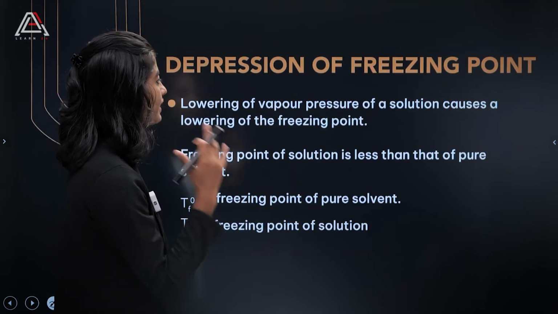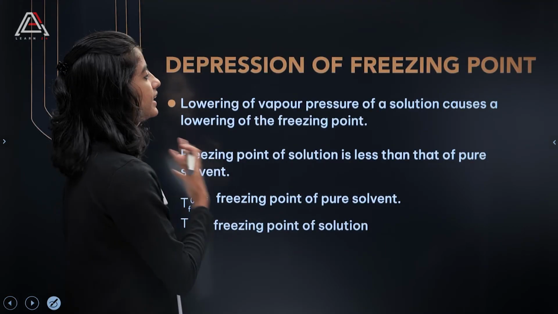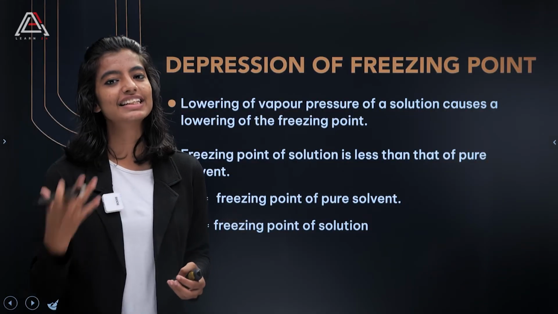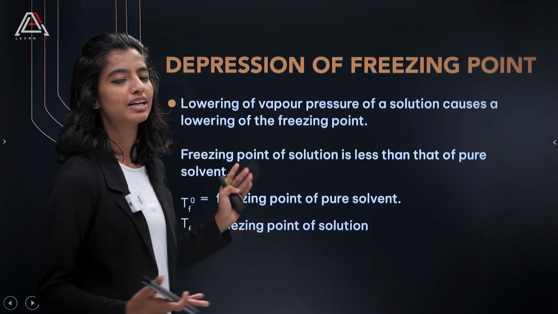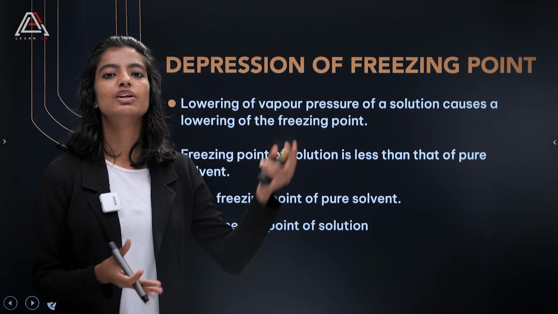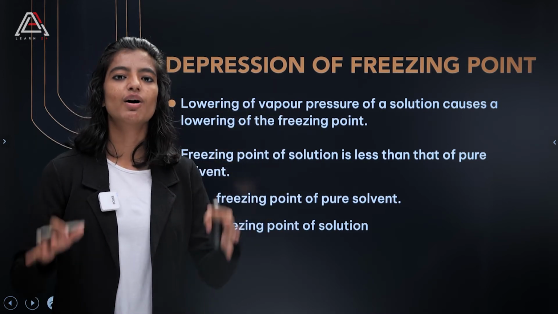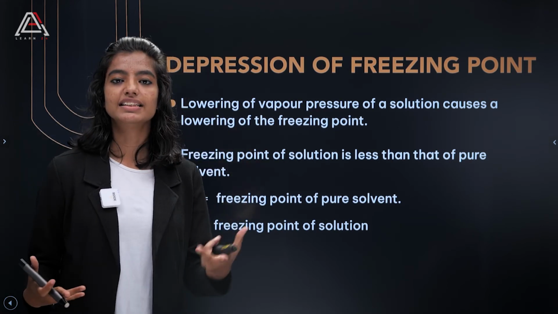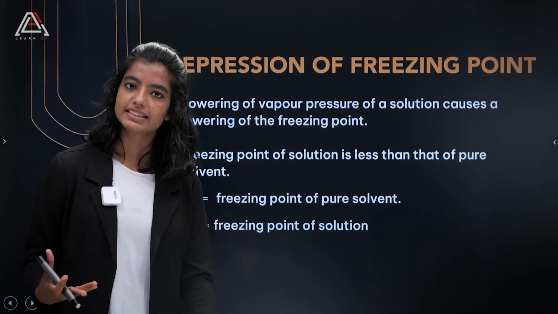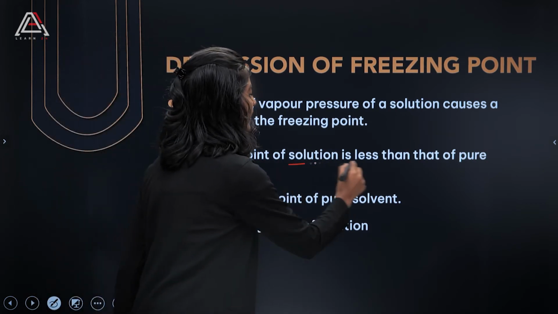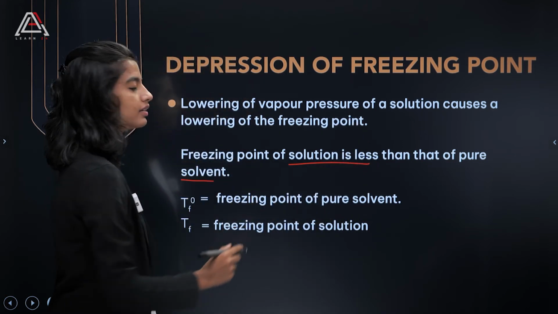Now, the next colligative property is the depression of freezing point. When I add a solute to the solvent, the freezing point decreases, just like in vapor pressure. The freezing point of solution is less than that of the pure solvent.